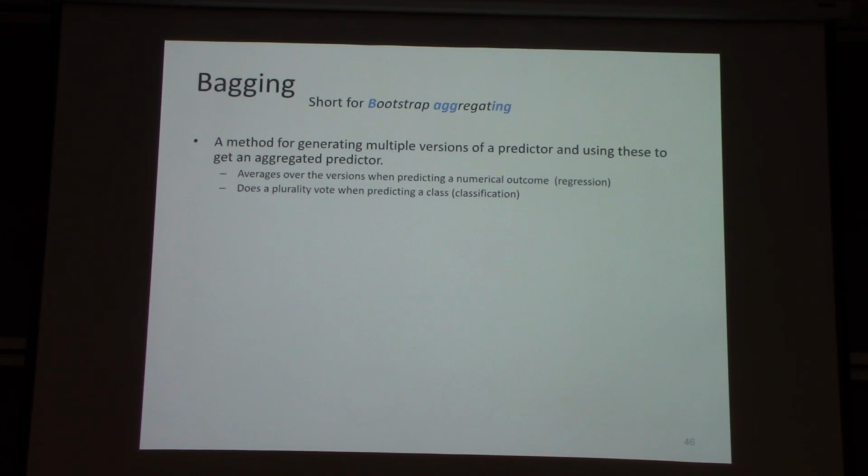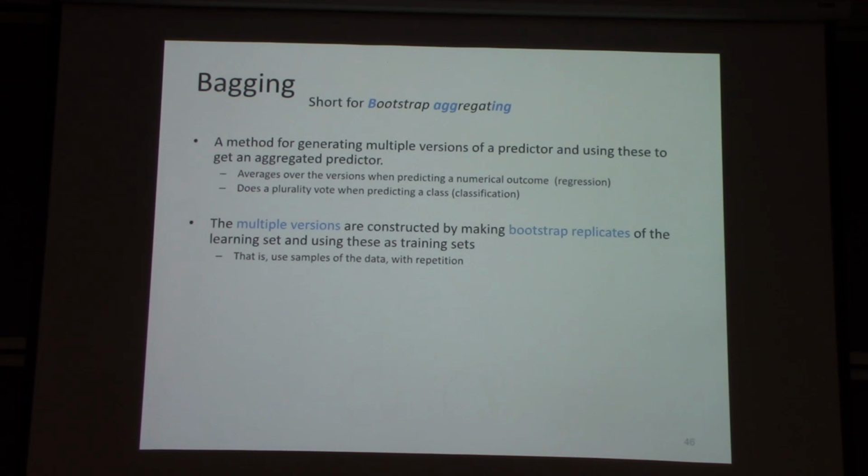You can use this for classification or regression. If you're doing classification, every classifier gets a vote, and if you're doing multi-class, you can use plurality. If you're doing regression, then you just take the average. Every predictor that you train, these M predictors are all functions that take inputs and produce real numbers. You take the average of them, and that's your prediction.